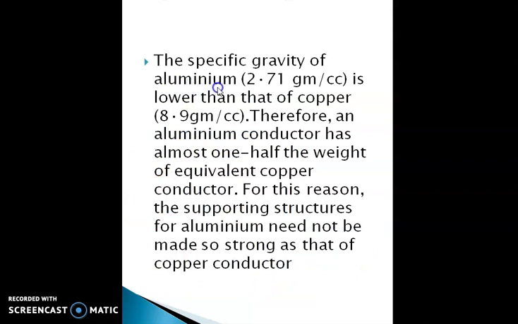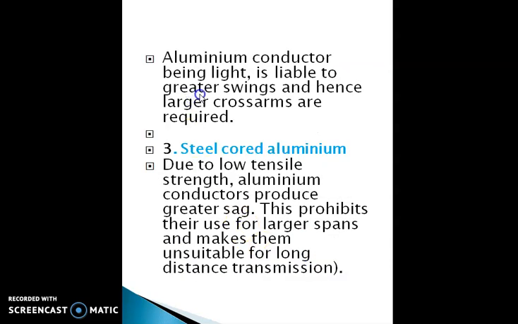The specific gravity of aluminum, 2.71 gram per cc, is lower than that of copper, 8.9 gram per cc. Therefore, an aluminum conductor has almost one half the weight of the equivalent copper conductor. For this reason, the supporting structure for aluminum need not be made as strong as that for copper conductors. The aluminum conductor, being light, is liable to greater swings and hence larger cross arms are required.